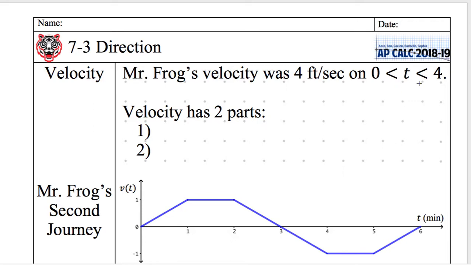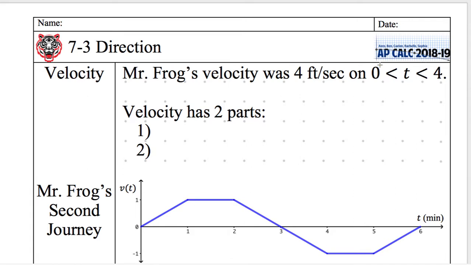And T is going to represent time here. I'm just going to say seconds, because that matches with our units up here. From 0 to 4 seconds, you have a constant velocity. He has a constant velocity of 4 feet per second. So let's analyze what we can get from that information. That will be something that will be provided to you on the AP test or in the real world. You'll see, okay, 4 feet per second.